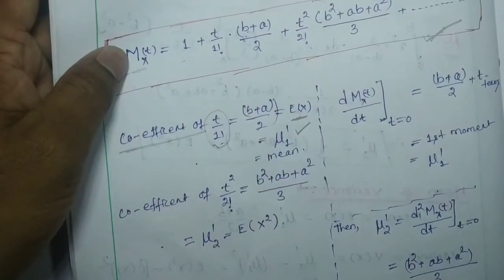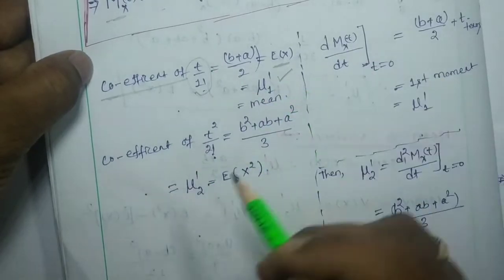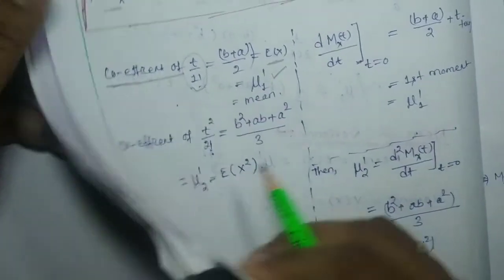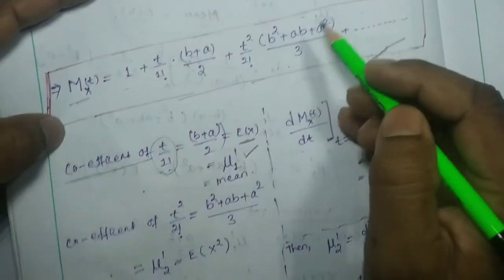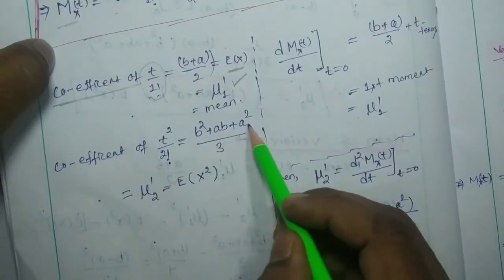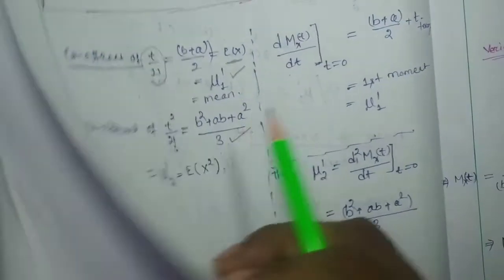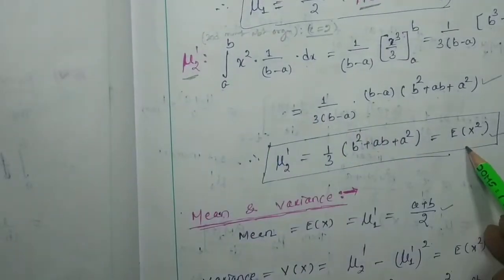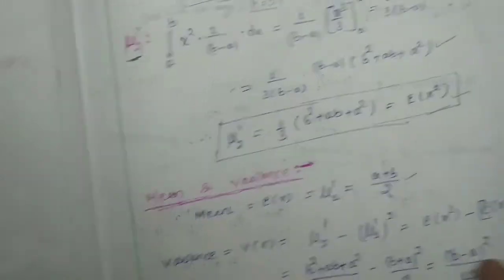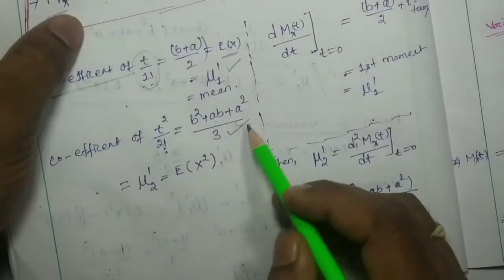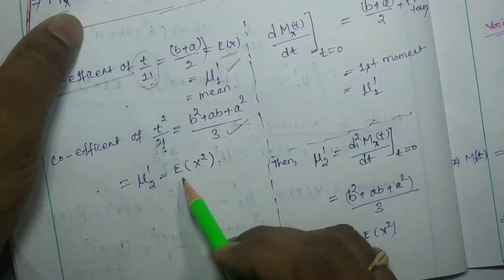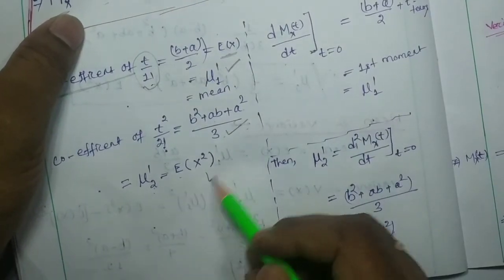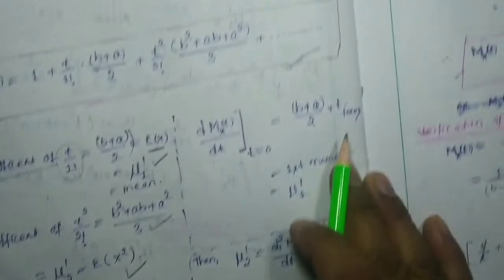Now we are going to consider the second moment. Whatever we found, is that going to match or not? See, the t square by 2 factorial coefficient is nothing but this one, b square plus ab plus a square by 3, exactly matched whatever we found here, right? So this is your mu2 dash or second moment about the origin or expectation of x square, has been verified in this way, or you can consider the derivative way.